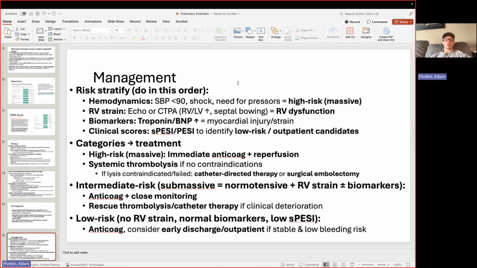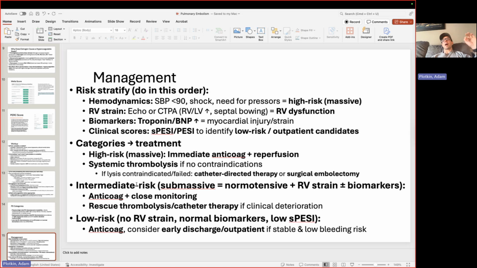So management, right? Risk stratification. I literally just talked about this. We'll talk about the PESI score in a second. So high risk, okay, it's massive. We need to do immediate anticoagulation and reperfusion. So in a patient who has this high risk, massive PE based on systolic blood pressure less than 90 and right ventricular strain, we're going to do systemic thrombolysis, right? So that would be your tissue plasminogen activator, your TPA, TNK, those kind of guys.